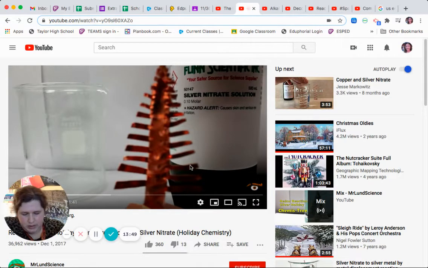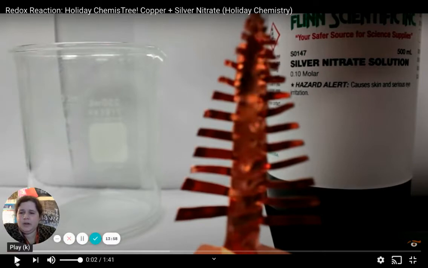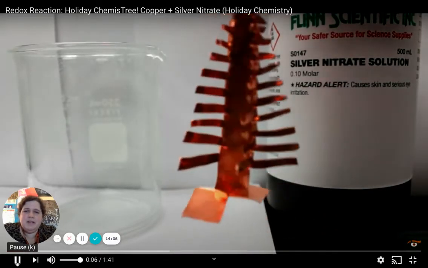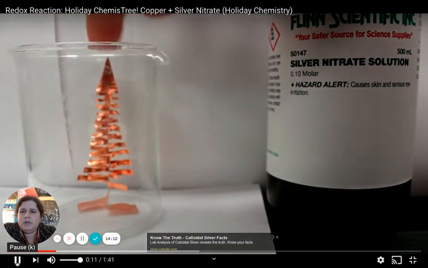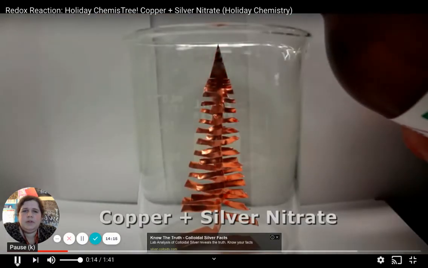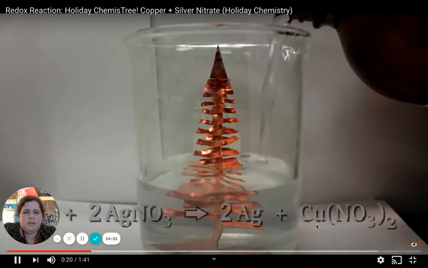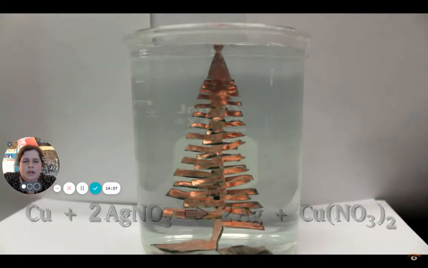Now, while we're still looking at that type of reaction, and I believe this is the same one that I'm thinking of, let's have a little bit of holiday spirit here. Okay, so we're going to see how to make a Christmas tree using silver nitrate. Watch, he puts this tree that he's made out of elemental copper, Cu. He's pouring in some silver nitrate, AgNO3. So we've got copper plus silver nitrate is going to make silver and copper nitrate.